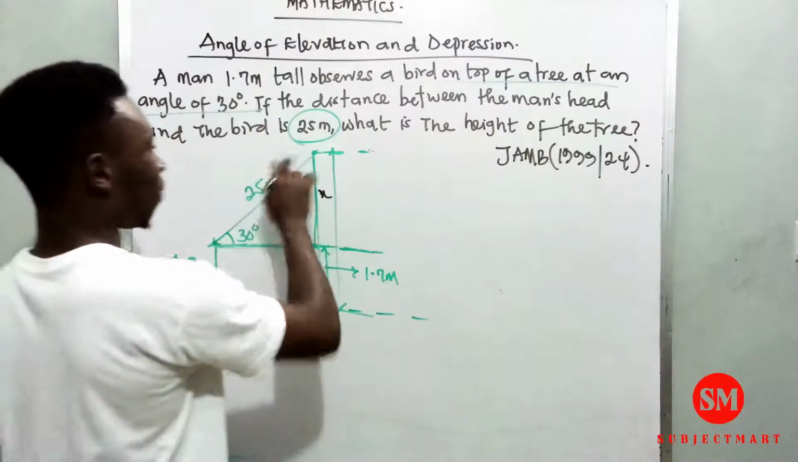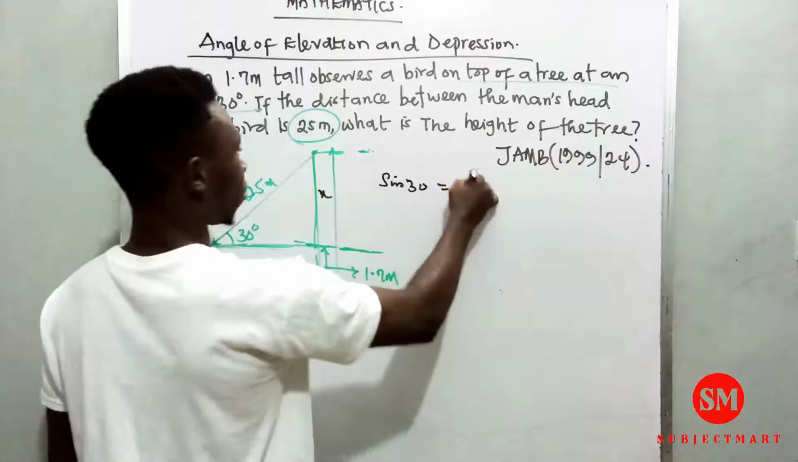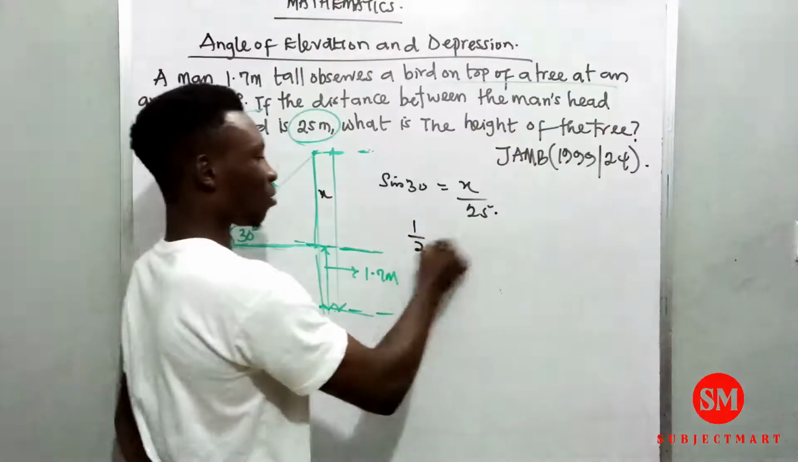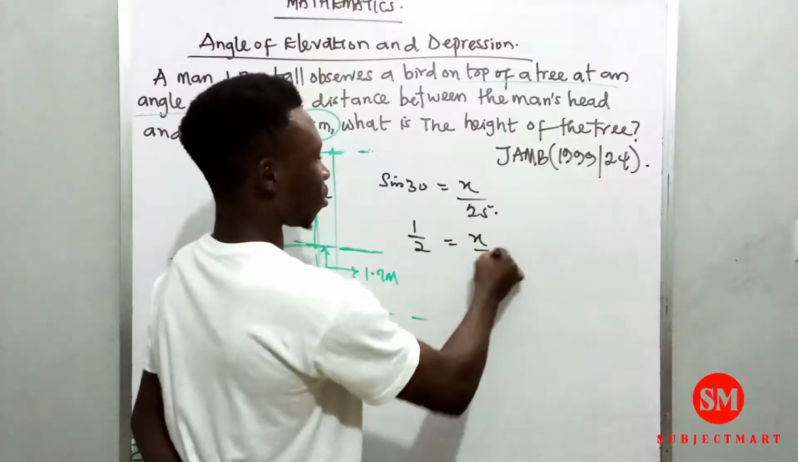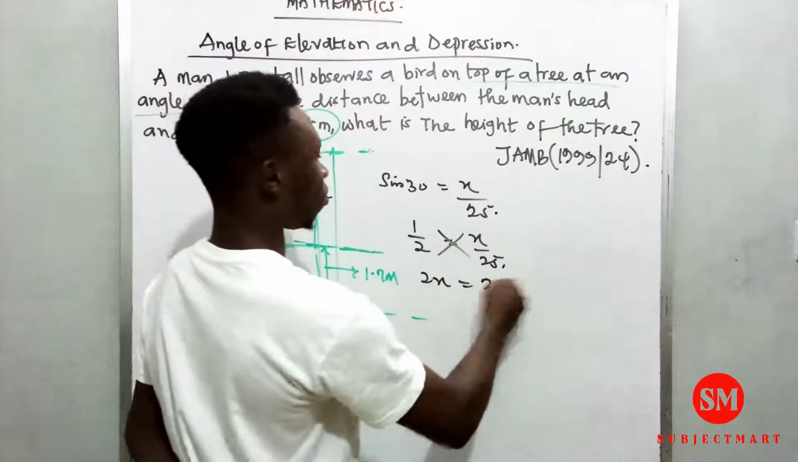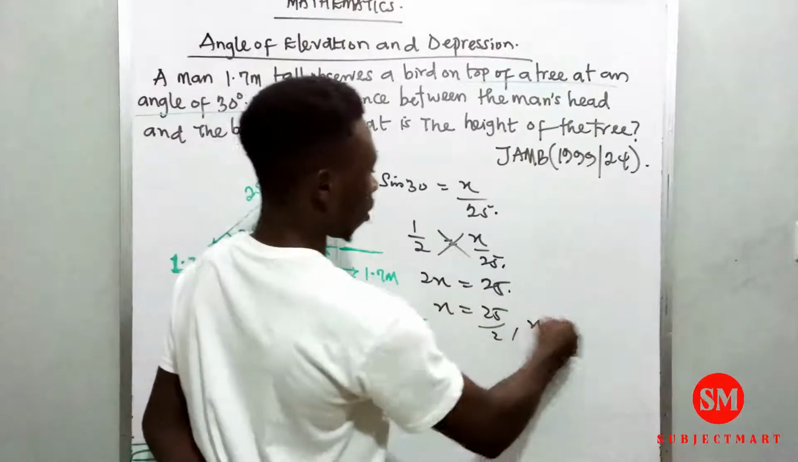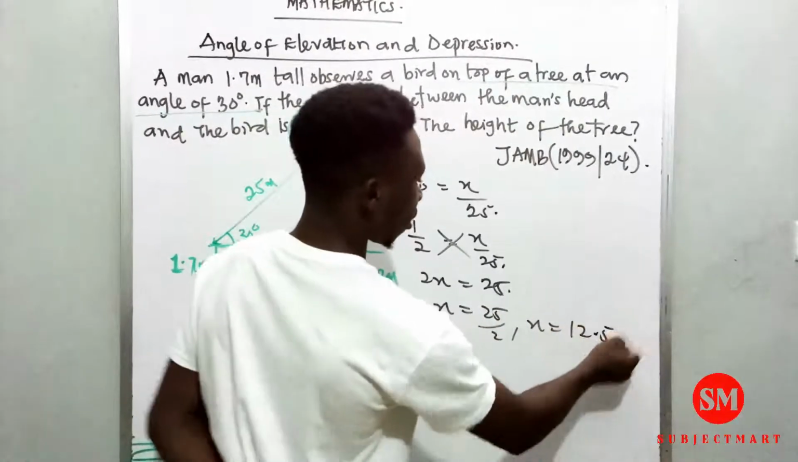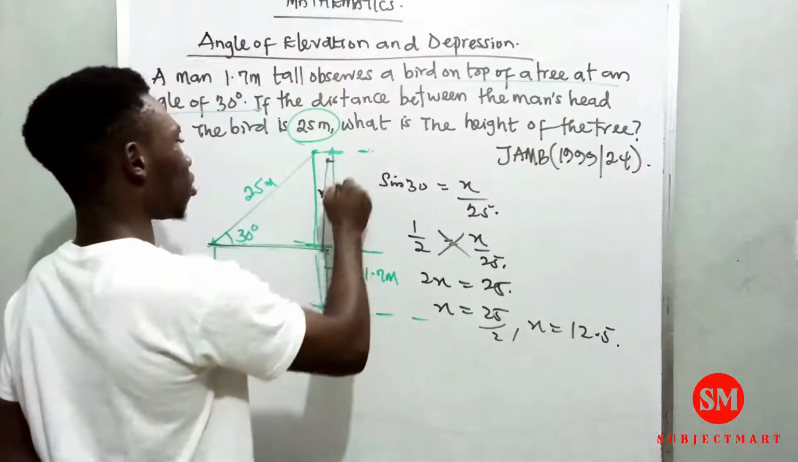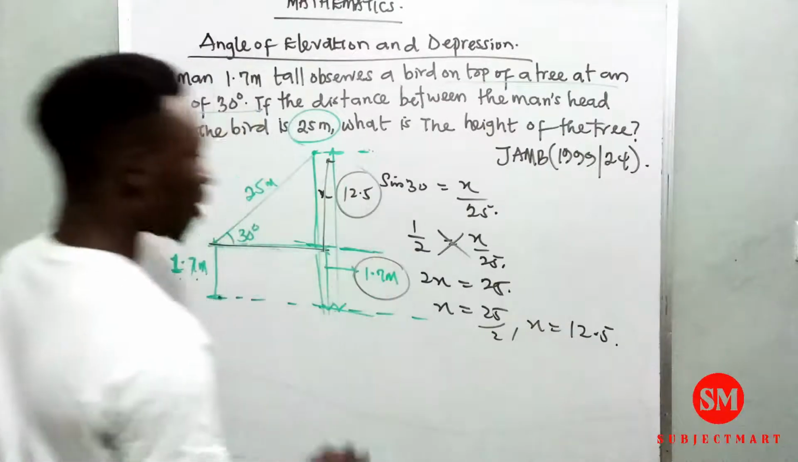So here our x is opposite, and we have the hypotenuse. That's sine. Sine 30 degrees is equal to x over 25. So sine 30 degrees is equal to 1 over 2 is equal to x over 25. So cross multiplying, 2x is equal to 25. So x is equal to 25 divided by 2. So x is equal to 12.5.